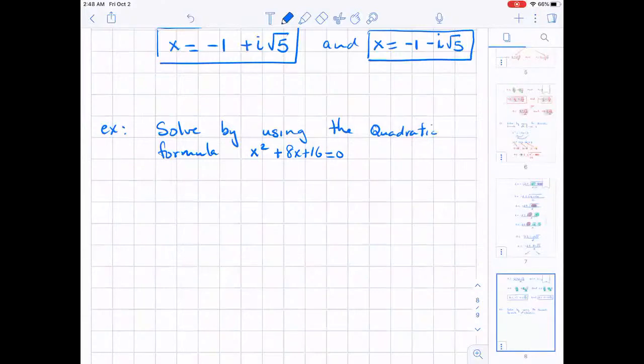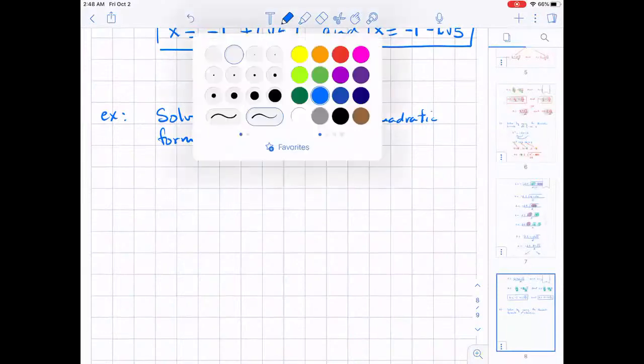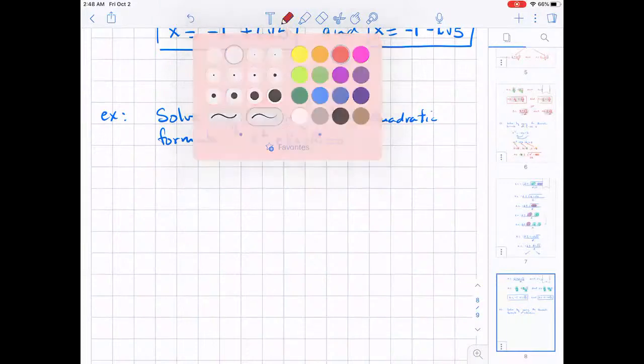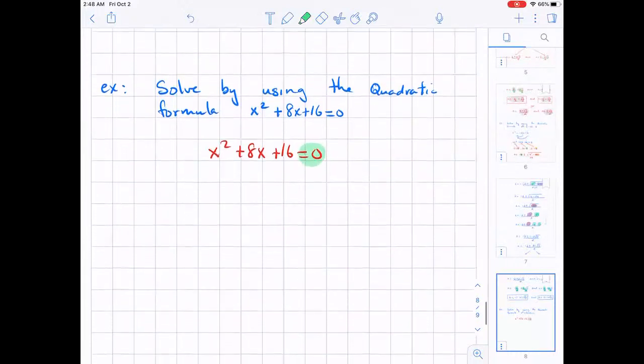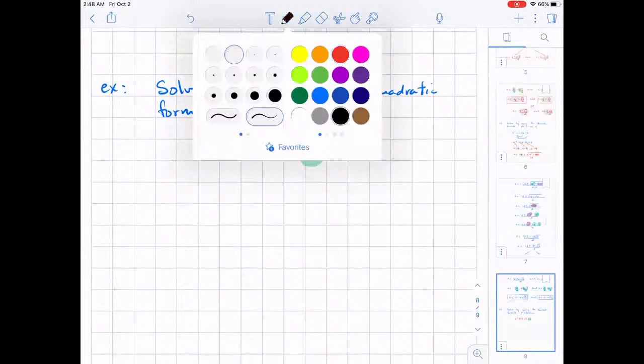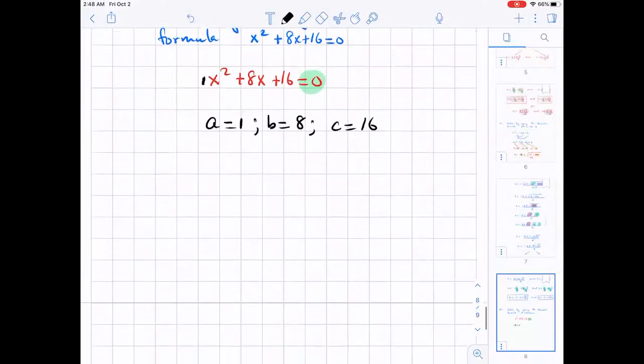So if we look at this example here, solve by using the quadratic formula. It is equal to 0. So x squared plus 8x plus 16 is equal to 0. Note that it is equal to 0, so we don't have to move anything around. So automatically we can say here that a is equal to 1, which is that coefficient there, b is equal to 8, and c is equal to 16.